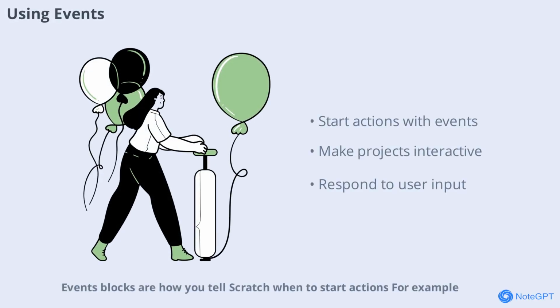Events blocks are how you tell Scratch when to start actions. For example, you can use the when green flag click block to begin your project, or when sprite click to trigger an animation. Events make your projects interactive and responsive. By combining events with other blocks, you can create games, stories, and animations that react to user input. Understanding events is key to making your Scratch projects dynamic and engaging.